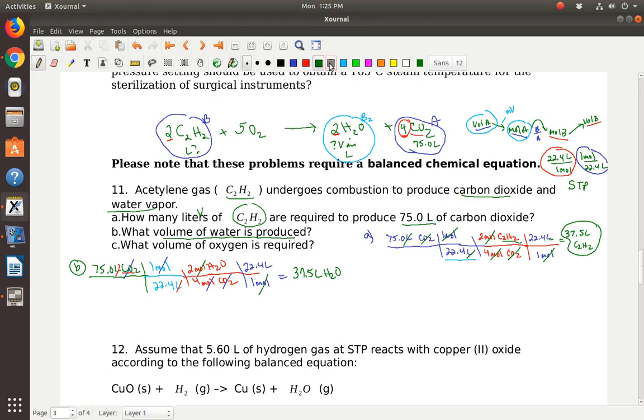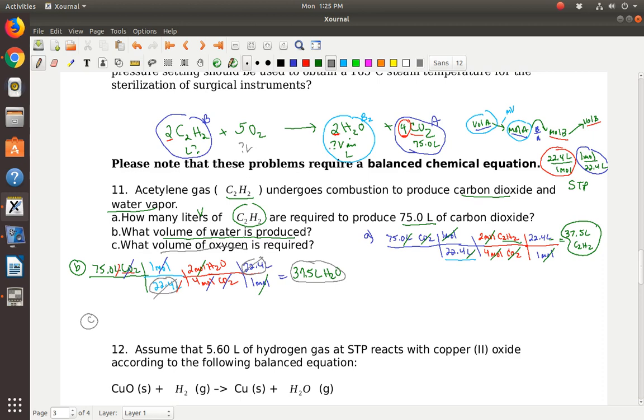Now you might have noticed that the 22.4 here and the 22.4 here could have canceled too. So I could have said 75 times 2 divided by 4 and gotten the same answer. So that's the answer for letter B. Now let's do letter C. What volume of oxygen is required? Okay, again, liters, volume. One more volume to volume question.